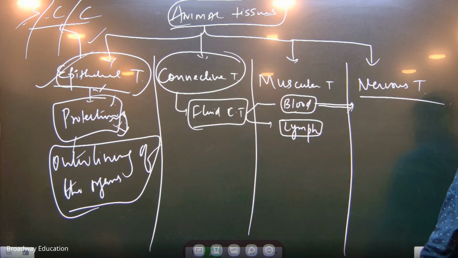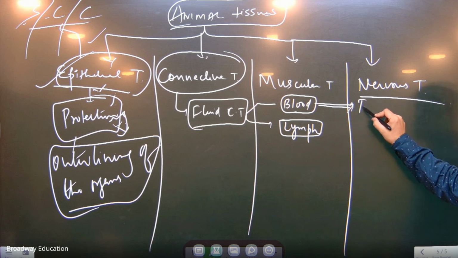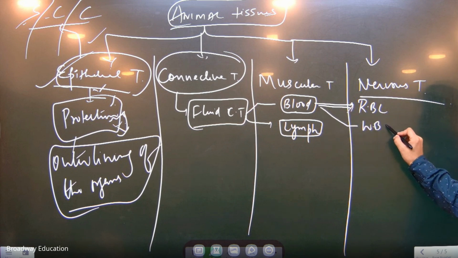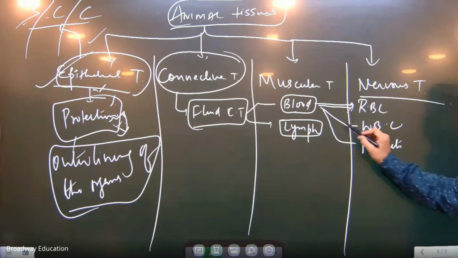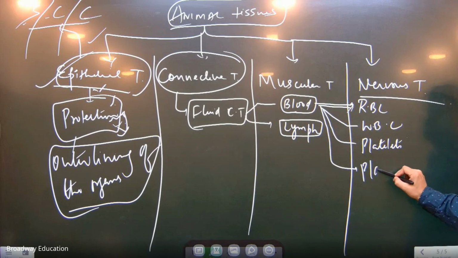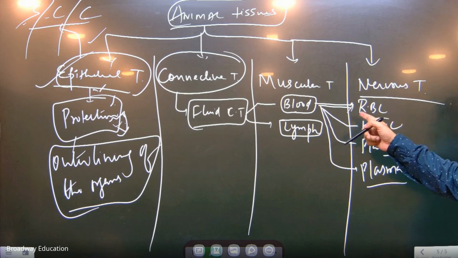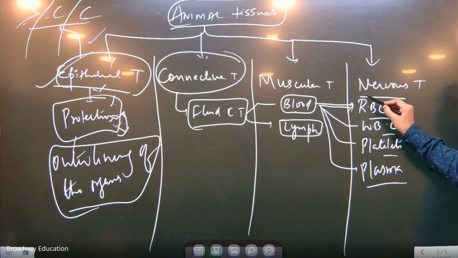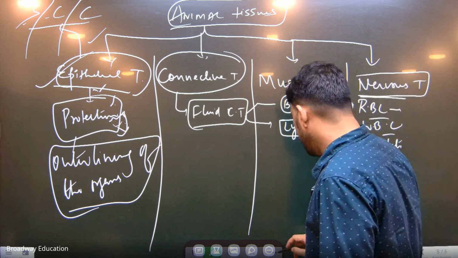What were these compositions? Tell me firstly, RBC, then WBC, then platelets and plasma. Now, by the way, RBC stands for red blood corpuscles. WBC, white blood corpuscles. Very good. Now, if I talk about RBC, red blood corpuscles, you please tell me, friends.